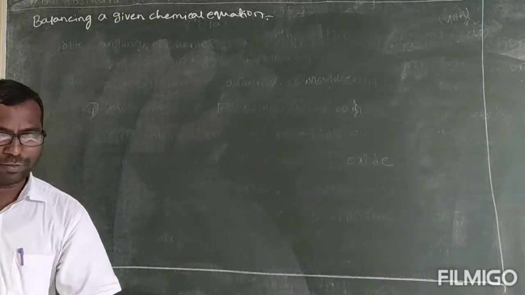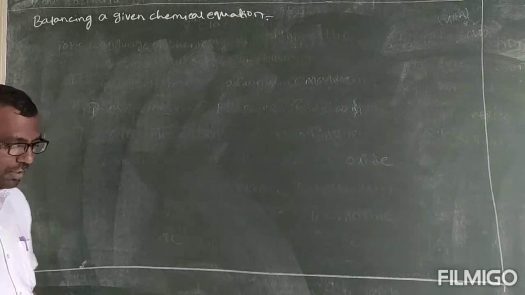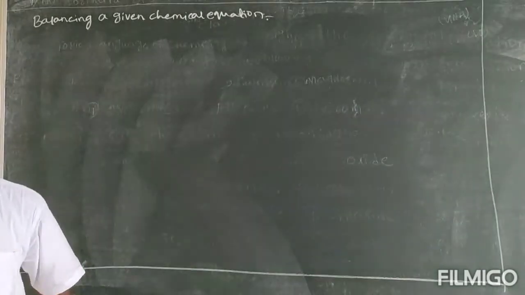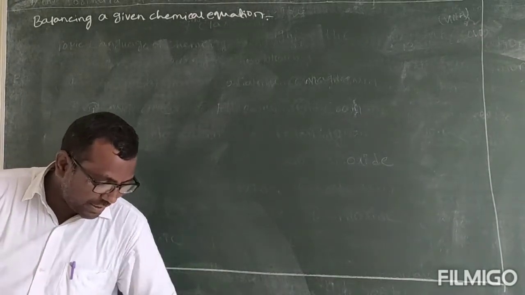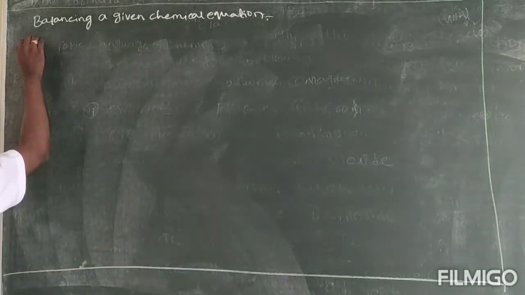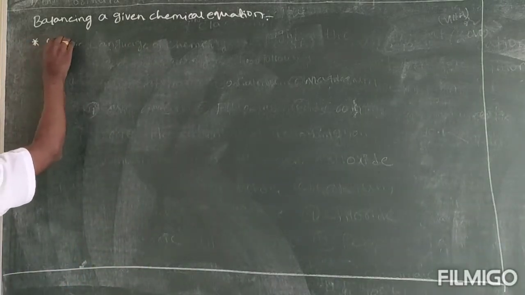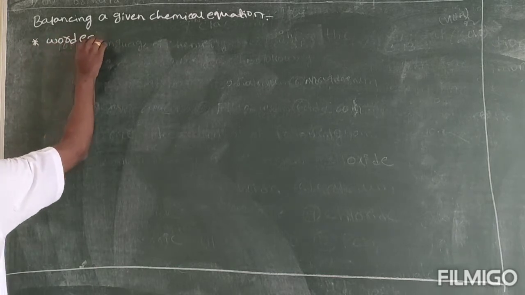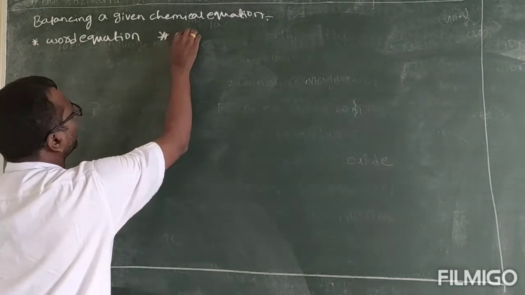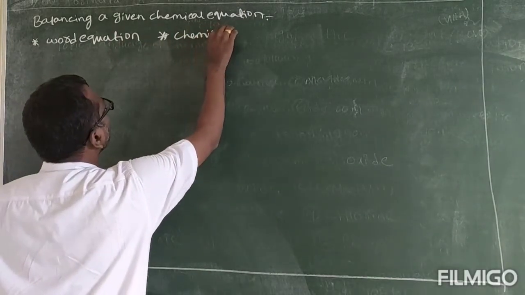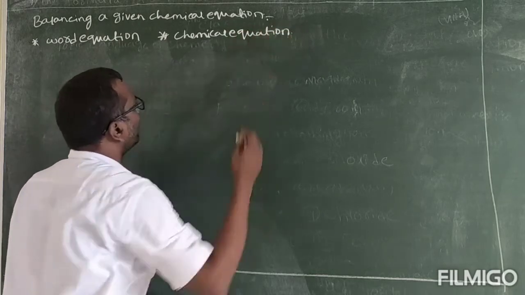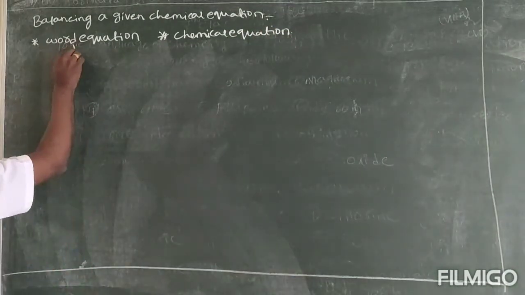Grade children. Today we are going to have the new concept, that is balancing a chemical equation. First of all, you should know what is a chemical equation. First we will have the discussion about what is meant by word equation. Next, what is a chemical equation? So first, what is a word equation?